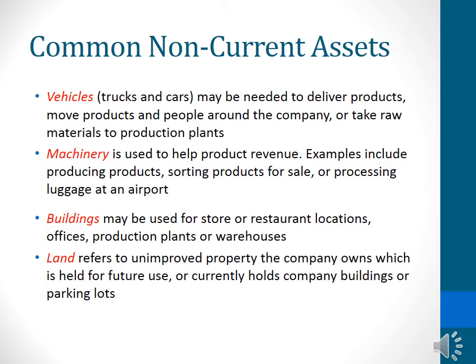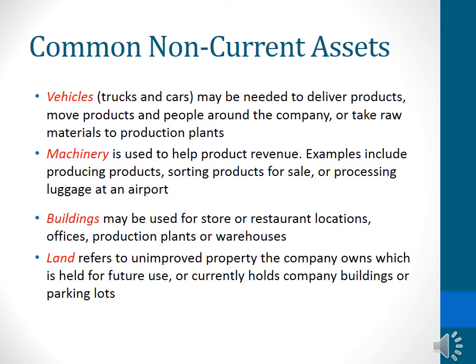production plants, for example. Machines are things that a company would use to produce products, sort products, ship products, process lumber into a sawmill, process luggage at an airport. These are some examples of machinery.